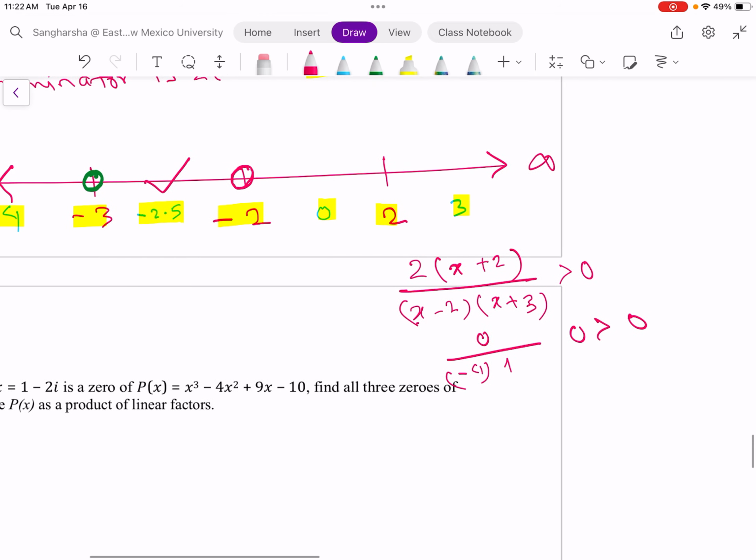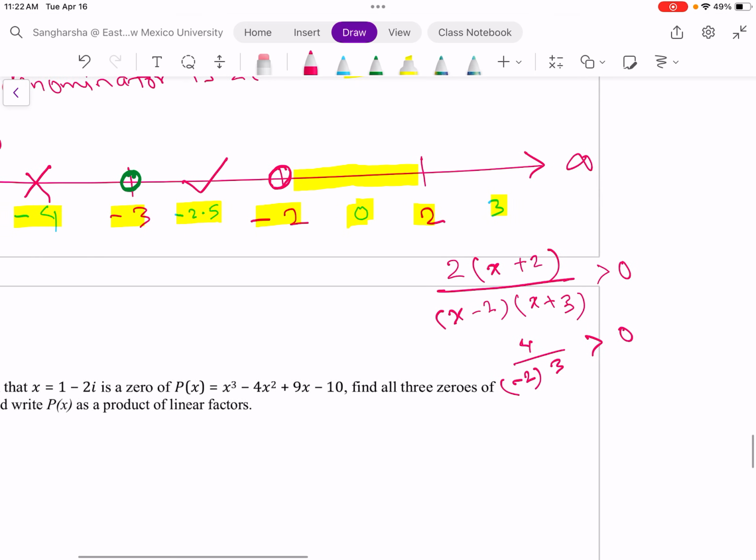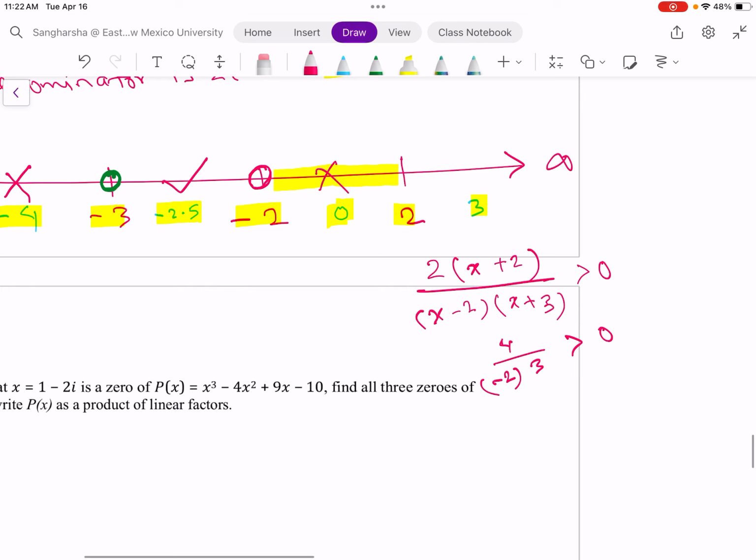Now let's try 0. When you are testing 0, you are testing this whole interval, not the specific number. So is 0 a solution for this interval or not? Let's try. 0 plus 2, 2 times 2 is 4. 0 minus 2 is negative 2, and 0 plus 3 is 3. So we have 4 divided by negative 6, a negative number, and a negative number greater than 0 is false, right? So this interval is not a solution.